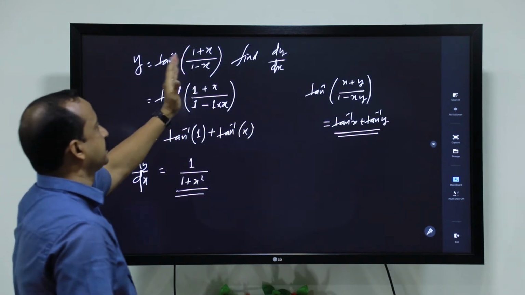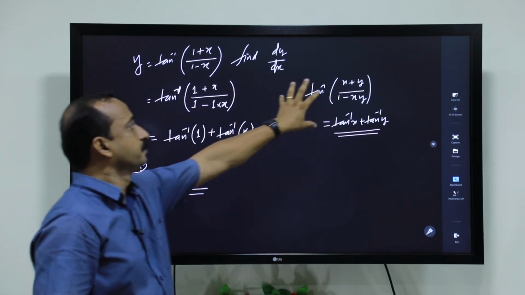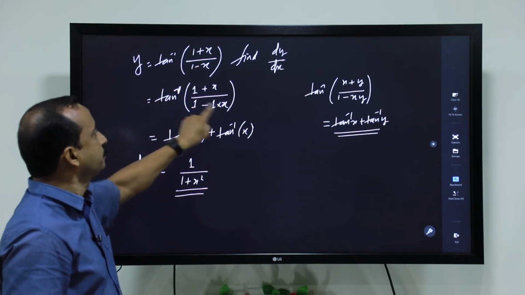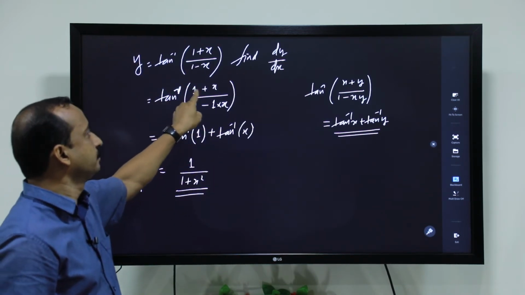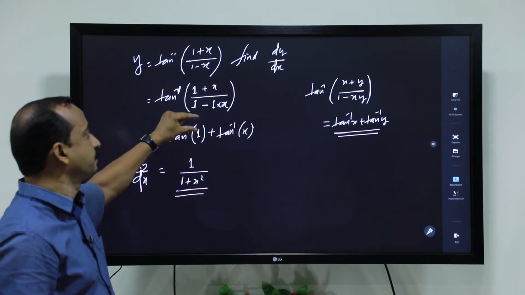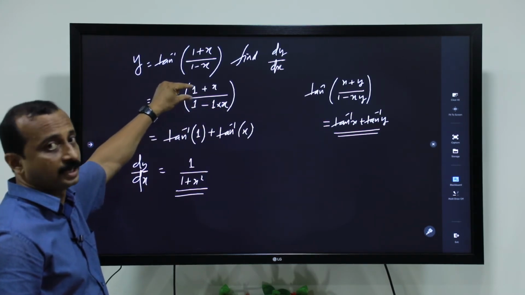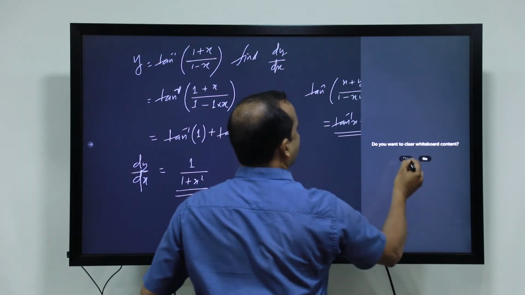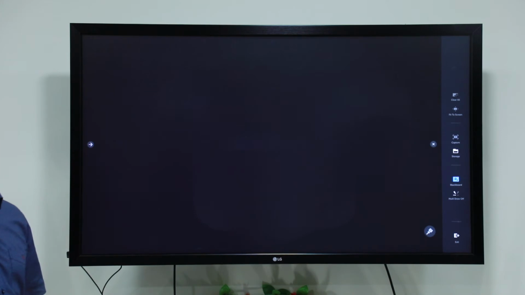Tan inverse of (1 plus x) by (1 minus x) can be rewritten in the form tan inverse of (x plus y) by (1 minus xy), with 1 plus x by 1 minus 1 into x. Therefore the answer is tan inverse x plus tan inverse y, where x corresponds to 1 and y corresponds to x. Now differentiating with respect to x, we get our answer 1 by 1 plus x square.